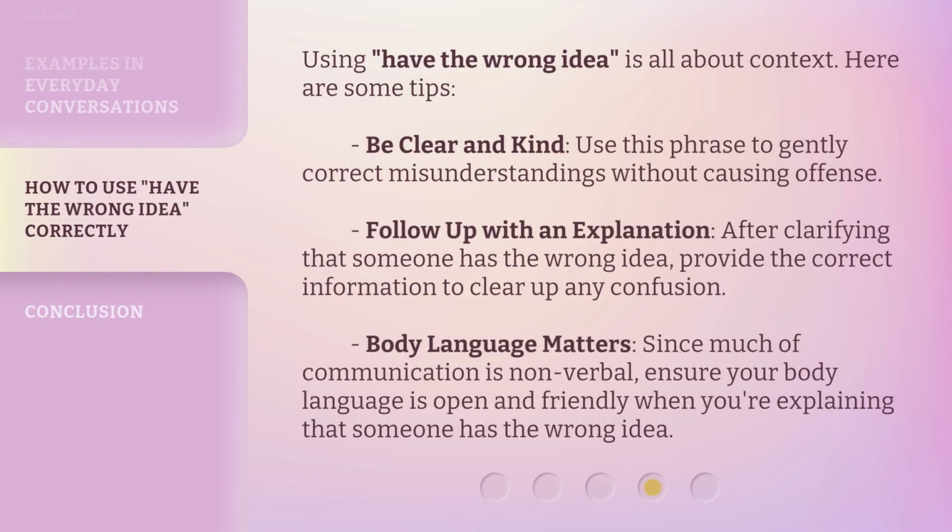Using "have the wrong idea" is all about context. Here are some tips. Be clear and kind. Use this phrase to gently correct misunderstandings without causing offense. Follow up with an explanation. After clarifying that someone has the wrong idea, provide the correct information to clear up any confusion. Body language matters. Since much of communication is nonverbal, ensure your body language is open and friendly when you're explaining that someone has the wrong idea.